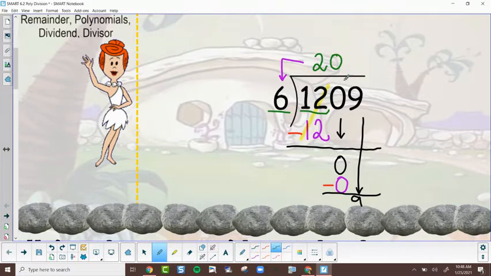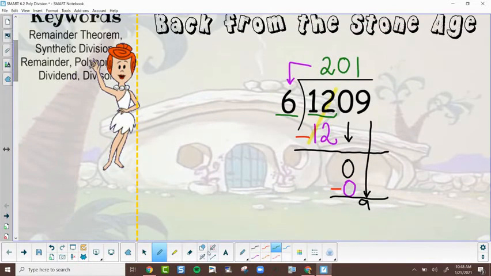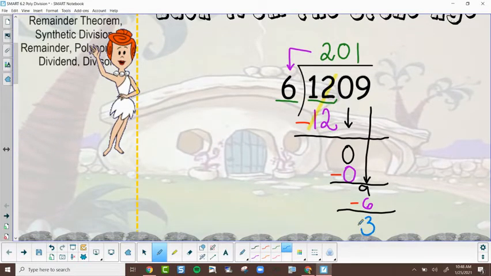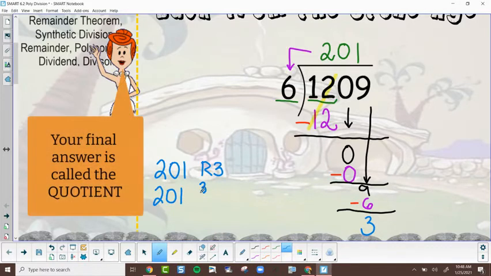6 goes into 9 one time, it doesn't go perfectly into 9. And then multiply back down again. 1 times 6 is 6. We'll subtract, and this one we actually have something left over. We have a 3. So anytime we have a 3 left over, you would see it written a couple ways. Sometimes we would see 201 R3, which doesn't really make much sense. So the other way that we would write this is 201, and we would say 3 out of 6. And if you'd like to simplify that further, you definitely can.